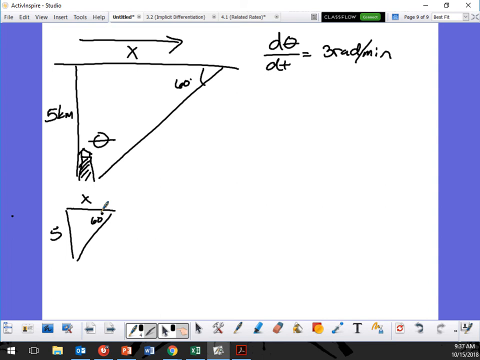Okay, let's go ahead. So from this angle right here, what am I going to be working with? Cosine. Nope, try again. Tangent. Cosine needs the hypotenuse, doesn't it? I'm only going to be working with tangent. So it's going to be the tangent of 60 degrees is equal to 5 over x.